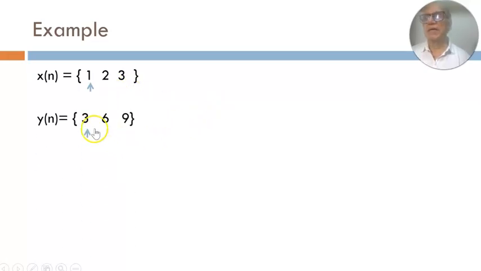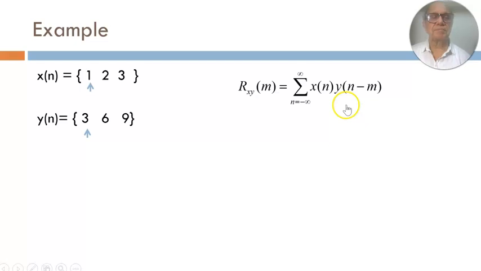Then yn is 369, and this is also starting at n equal to 0. And we want to find out the correlation between these two sequences for various values of delays. That is what we want to do. So this is our expression.